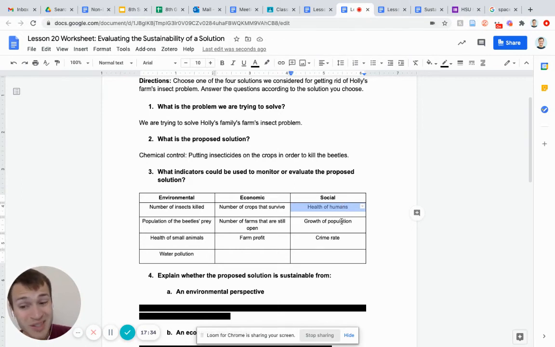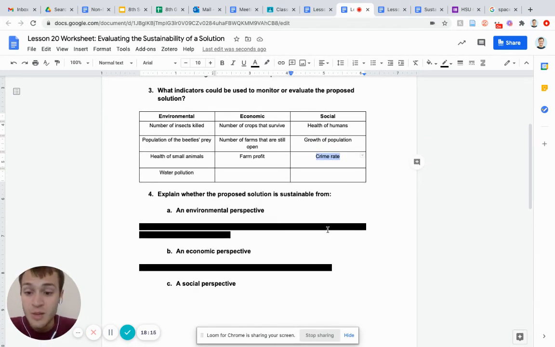If our health is being affected, then pesticides probably aren't great. The second one is growth of population. So again, just like this one, if people's farms are being destroyed, they'll have to move. So if the population is going down, then we know that the pesticides aren't really working and that this isn't sustainable. And lastly, crime rate. If farmers' farms die, then maybe they'll need to steal from other farmers or something like that. So crime rate is something that we could look at to determine how pesticides might be affecting society.